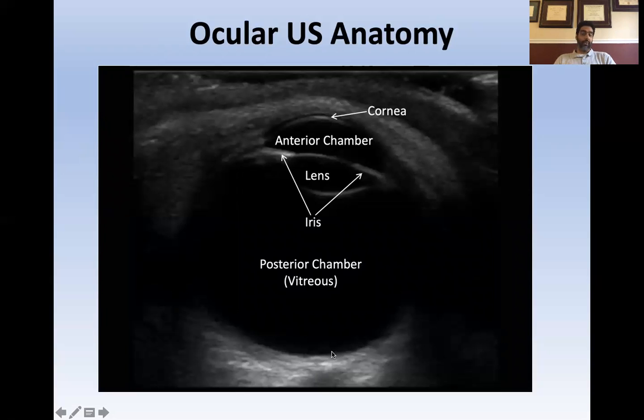Okay, so again, fluid-filled ball. It's supposed to be largely anechoic, and the few structures in there are very clearly demarcated. So as you can see, it'd be very easy to pick up any small abnormality within this anechoic ball here. So that's why ocular ultrasound is really helpful in picking up problems inside the globe itself.